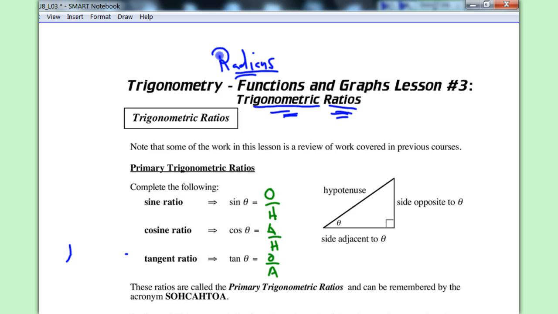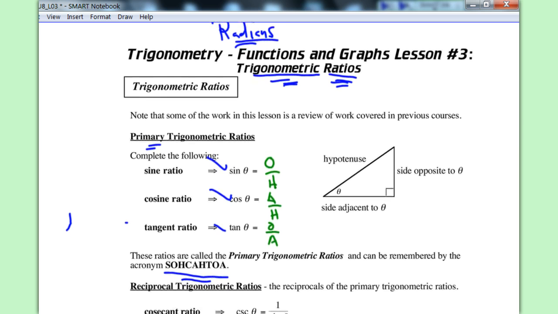Not a whole lot is new, a lot is kind of similar to what we talked about with standard position in Math 20. So we start with Math 10. Our primary trig ratios were sine, which was opposite over hypotenuse, cosine was adjacent over hypotenuse, and tangent was opposite over adjacent, and that was SOHCAHTOA. We didn't really have to worry about standard position. We were just dealing with right angled trig.